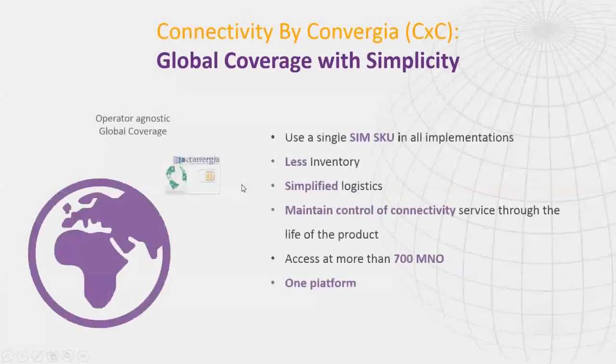Why Convergia? Right now, we're talking about one SKU. You don't have to manage a lot of different SIM cards for your inventory. That simplifies a lot of logistics. You don't have to maintain the control of your connectivity through the life of the product with different carriers, different platforms. And this is, as we said in the beginning, one platform for global coverage.